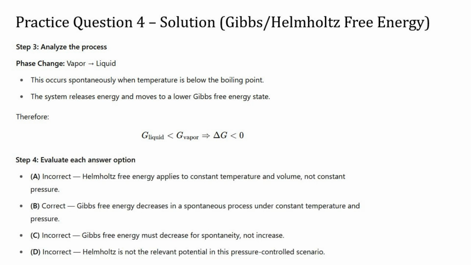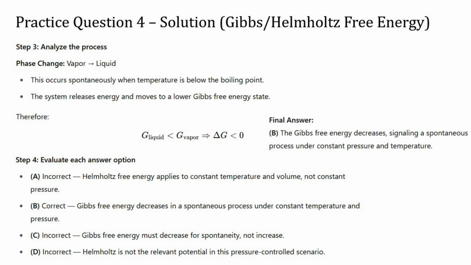When we evaluate the answer options, we see that choice A is incorrect because Helmholtz free energy is applicable under constant volume, not constant pressure. B is correct. It states that Gibbs free energy decreases during a spontaneous process at constant pressure and temperature, which matches our analysis. C is incorrect because it suggests the Gibbs free energy increases, which contradicts the spontaneity condition. Finally, D is incorrect because Helmholtz free energy is not the governing potential in this pressure-controlled situation. So B is the only correct answer option.